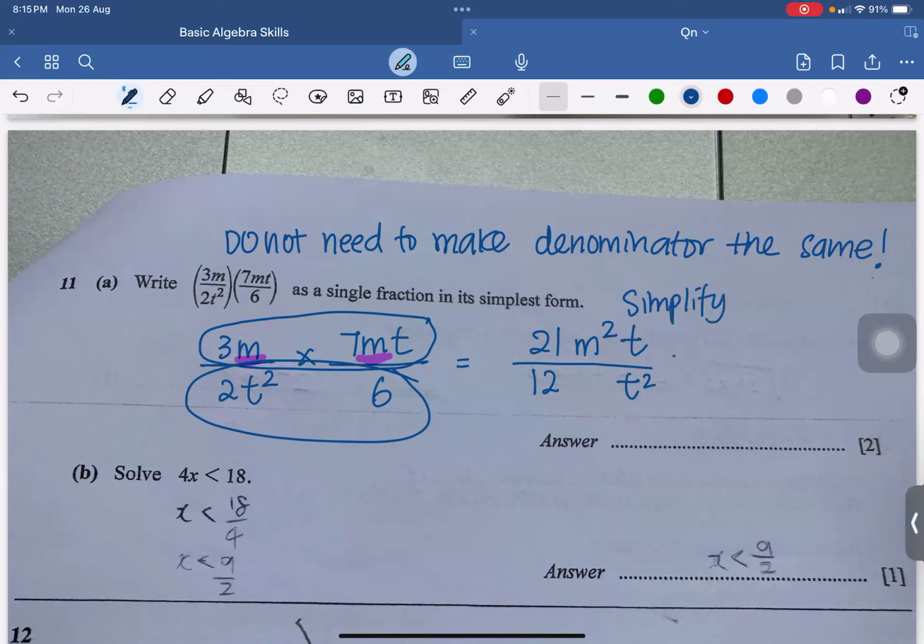Simplify 21 over 12 using my calculator: 7 over 4. M squared, nothing to cancel, still m squared. Now t and t squared, what happens? Minus 1 t, so just left with 1. So top or bottom left? Bottom. So the answer is 7m squared over 4t. No need to make the denominator the same. Is that okay?